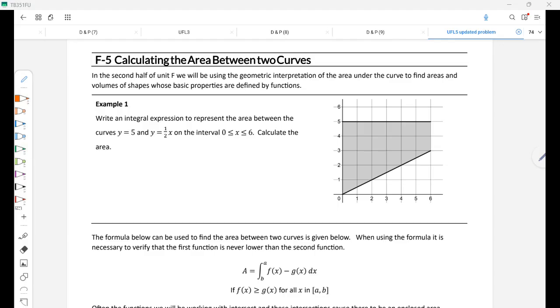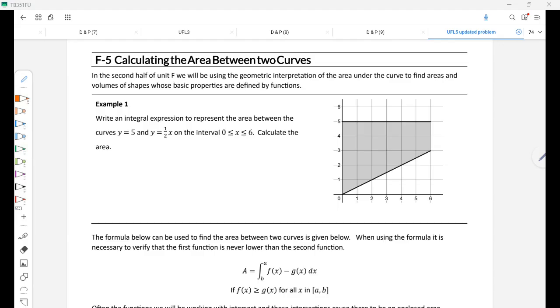So I have probably the simplest situation I could come up with that is the area between two curves. I have a horizontal line at the top and a diagonal line at the bottom. I have the equations for them. The horizontal line is the line y equals 5, and the diagonal line is the line y equals 1/2 x. There are a couple ways that you could find the area that's shaded.